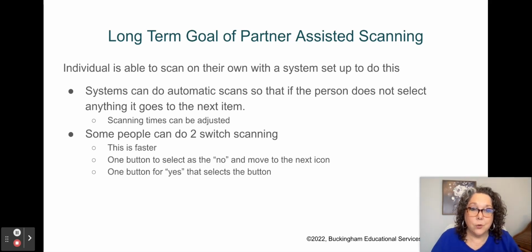So ultimately, our goal with partner assisted scanning is to teach the concept of scanning so that the individual can long term go on and be able to be an independent communicator using scanning. I hope that helps. And I hope by learning more about partner assisted scanning, you can help support your student in becoming the best communication partner they can be.